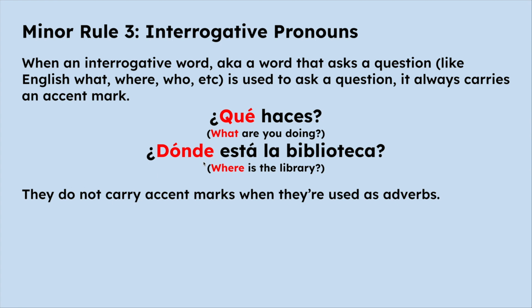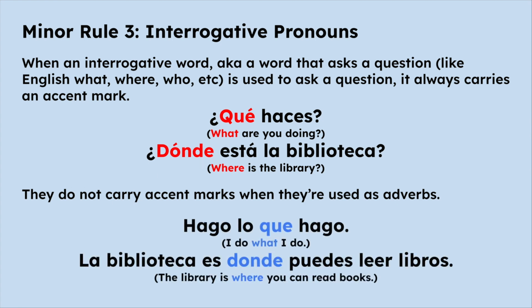They don't carry accent marks when they're used as adverbs. So here are some examples like hago lo que hago. I do what I do. The que here isn't being used to ask a question. Like I'm just saying I do what I do. I'm just pointing out what I do. So no accent. La biblioteca es donde puede leer libros. The library is where you can read books. The donde here isn't being used to ask a question. I'm just using it to point out like the function of the library. So you don't need an accent mark on the donde here.